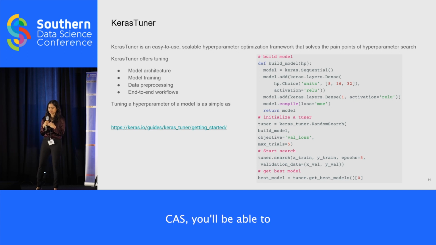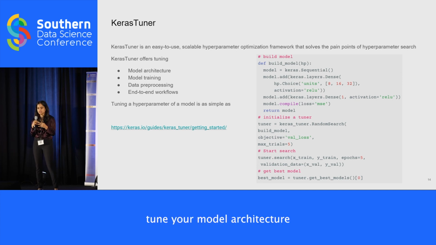It's designed to be easy for researchers to extend in order to experiment with new search algorithms. Using Keras Tuner, you'll be able to tune your model architecture, like the number of nodes in a layer or the activation functions to choose, whether to use dropout layers or not, or what learning rates you want to use, etc. You don't have to break your head. You could just set these values to be configured and just run the Keras Tuner, and you'll be able to get the tuned hyperparameters that are best for your model.